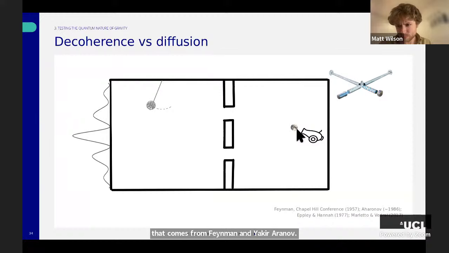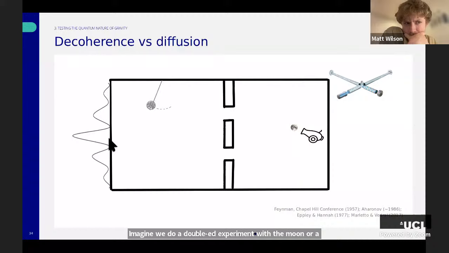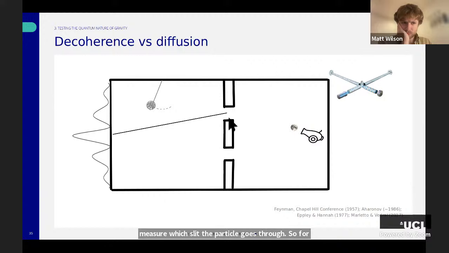Imagine we do a double slit experiment with the moon or a heavy particle, and we will see an interference experiment. So let's take gold atoms instead of the moon if we want. We will see an interference experiment. But while we're doing the interference experiment, we can imagine that someone comes up with a pendula or a balance and tries to measure the gravitational field and to measure which slit the particle goes through. So for example, I sit there with a little pendula and measure the gravitational field.